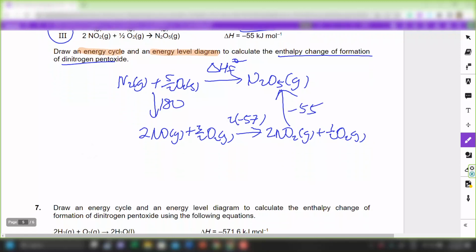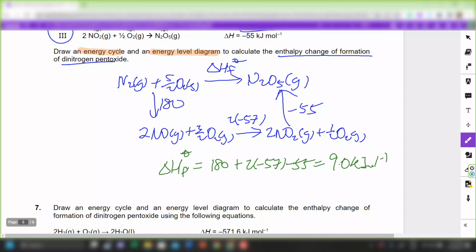If I just sum them up, the enthalpy change of formation will simply be 180 plus 2 times minus 57 minus 55. I'm going to punch the calculator. That will equal minus 9.0 kilojoules per mole.